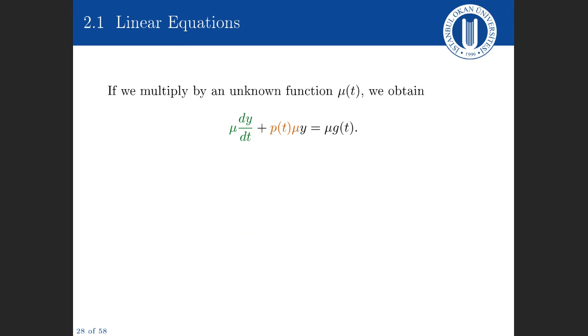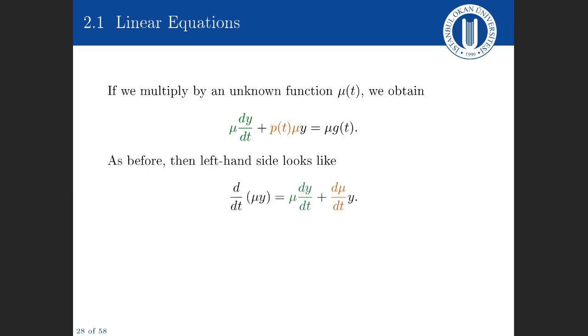So let's start the way we did before. We'll take our differential equation and we'll multiply it by an unknown function, mu of t. On the left, we have mu dy/dt, which I've written in green, plus p(t) mu, which I've written in orange, y is equal to mu g(t). As before, the left side looks a bit like the derivative of mu y. The green terms are the same. We want the orange terms to be the same.